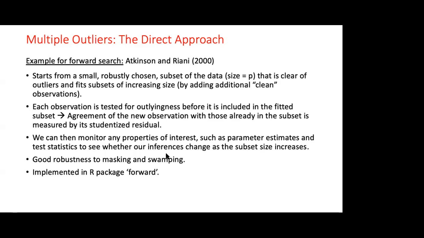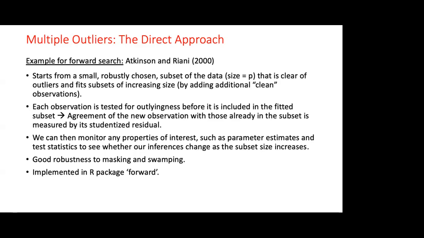Okay, so the idea is, we start with a clean subset, and then from the remaining data points that are not included in this clean subset, we choose the one that has a minimum studentized residual. After we have added that to the subset, we check different criteria, right? How that changes the parameter estimates, how that changes the inferences that are made on this model that is estimated from the subset.